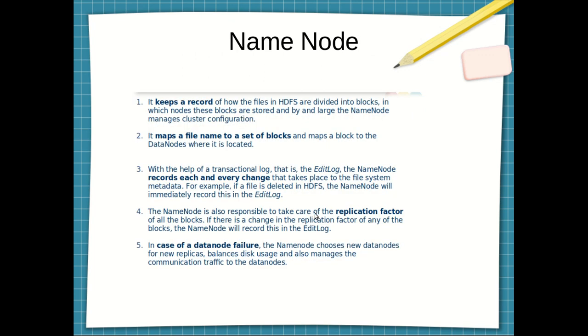So this is what I already discussed. This is just a recap of the NameNode. What is it? It keeps a record of how the files in HDFS are divided into blocks, in which nodes these blocks are stored, and by and large the NameNode manages the cluster configuration. It maps a file name to a set of blocks. It records each and every change. That's the master's work. The NameNode is also responsible for taking care of the replication factor, that's what we just discussed, the copies and backups of the blocks. In case of data node failure, the NameNode chooses new data nodes for new replicas, balances disk usage, and also manages the communication traffic to the data nodes.